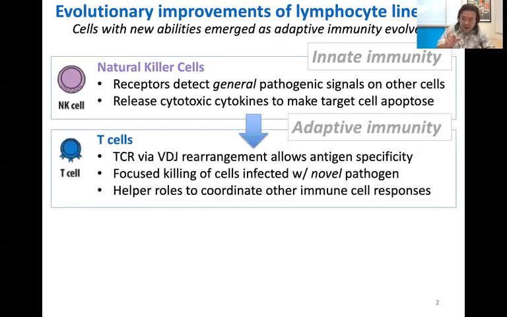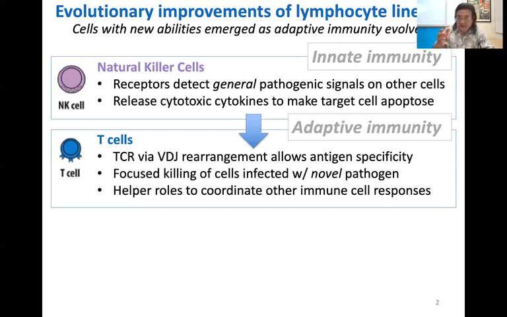So that's why the next step then from the natural killer cells evolved the T cells. So the T cells, right, not only have an assortment of different receptor proteins on its surface, just like the natural killer cells.